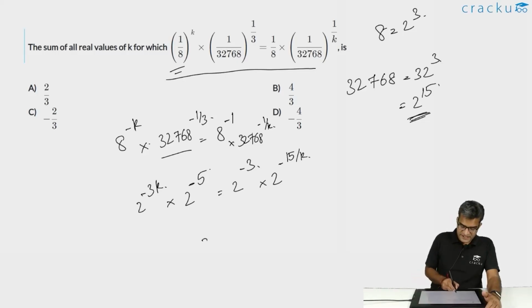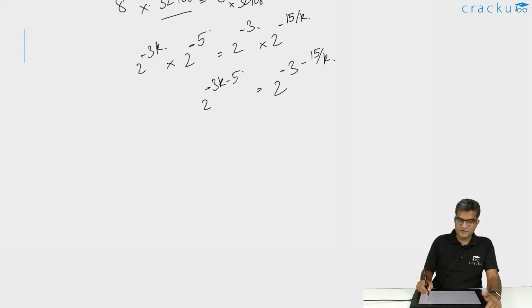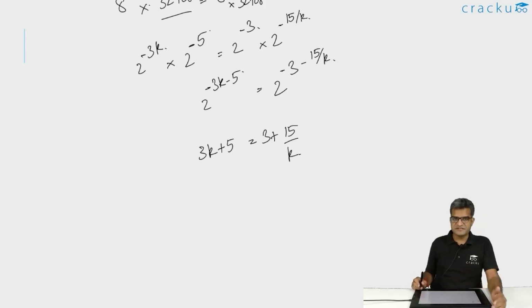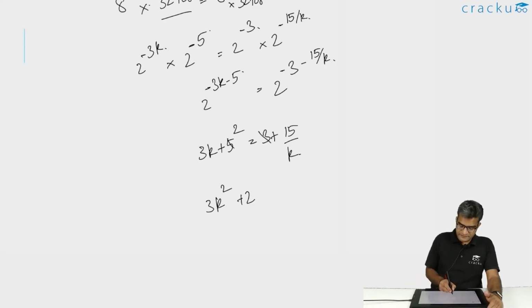So the left hand side is 2 to the power minus 3k minus 5. The right hand side is 2 to the power minus 3 minus 15 by k. If you are now just comparing the powers of 2, we are going to get 3k plus 5 is equal to 3 plus 15 by k. We can multiply the entire equation with k. So we are going to get 3k square plus 2k minus 15 is equal to 0.